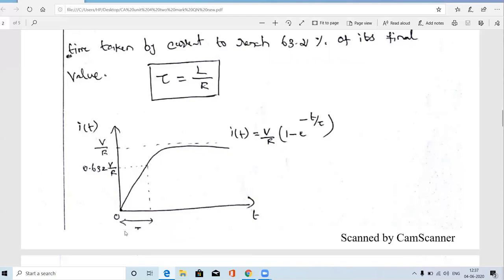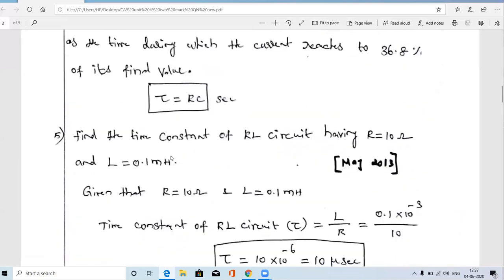What does the transient characteristics curve mean? It is a graph drawn between the current flowing through the RL circuit and time. Initially the current is 0. As time increases, the current slowly increases, and after one point it reaches the maximum value. The current flowing through the RL circuit is I of t equal to V by R into 1 minus e power minus t by tau, where tau is L divided by R. This is the time constant of the RL circuit.